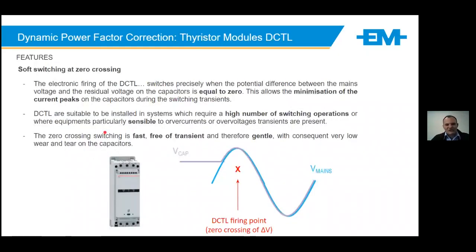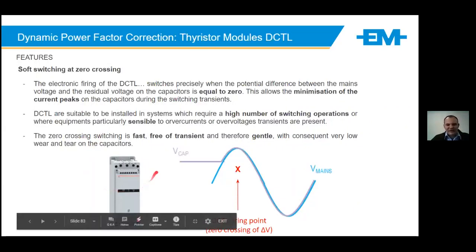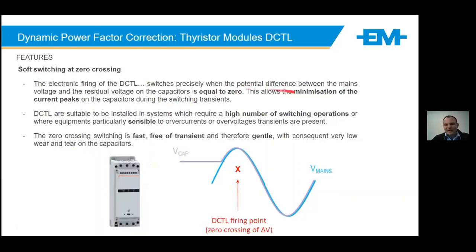The zero crossing feature. Due to the electronic firing of the thyristor, the switch will bring itself in when the potential difference between the mains voltage and the residual voltage in the capacitors is equal to zero. This allows for minimization of current peaks on the caps, right? Obviously, that makes best sense for a high number of switching operations, where equipment is sensitive to overcurrents and overvoltage transients are present. All right.